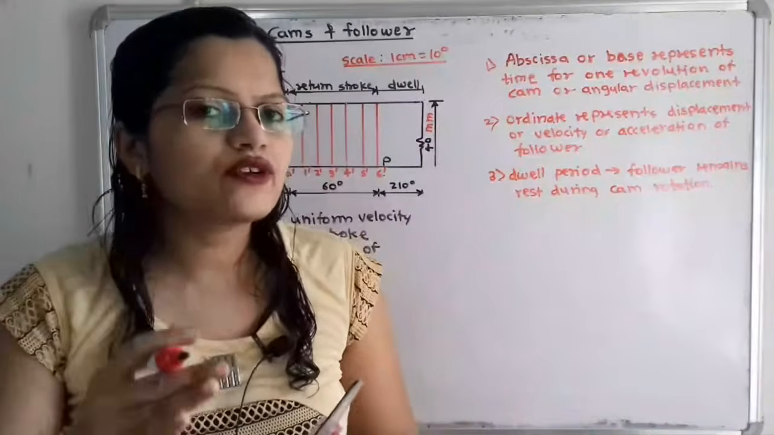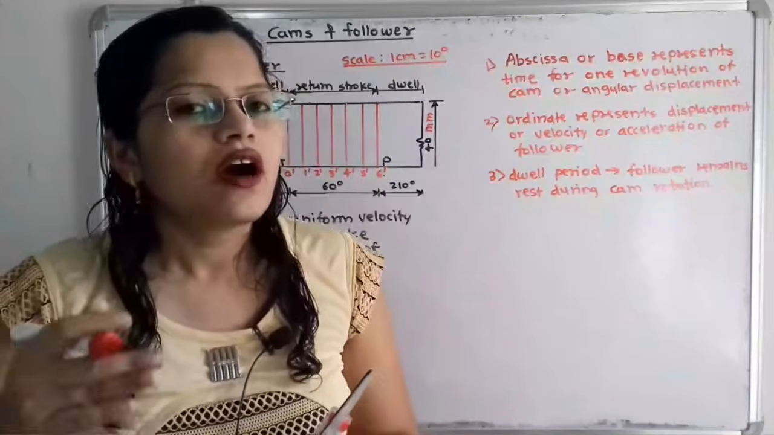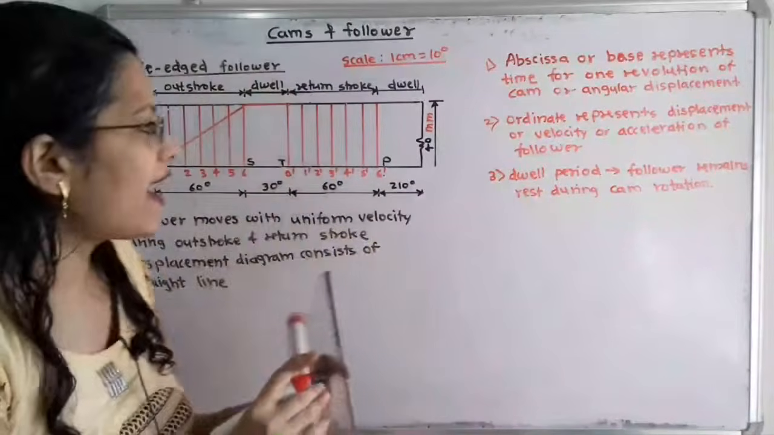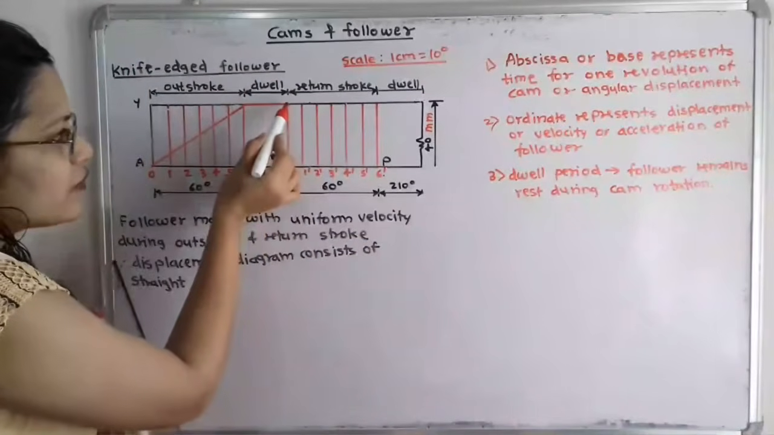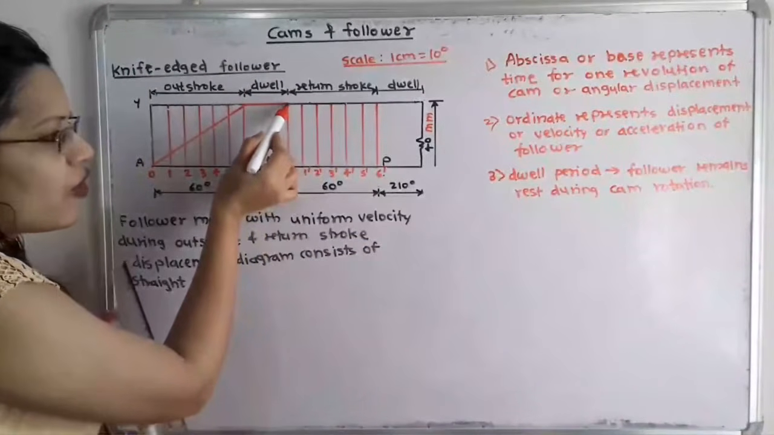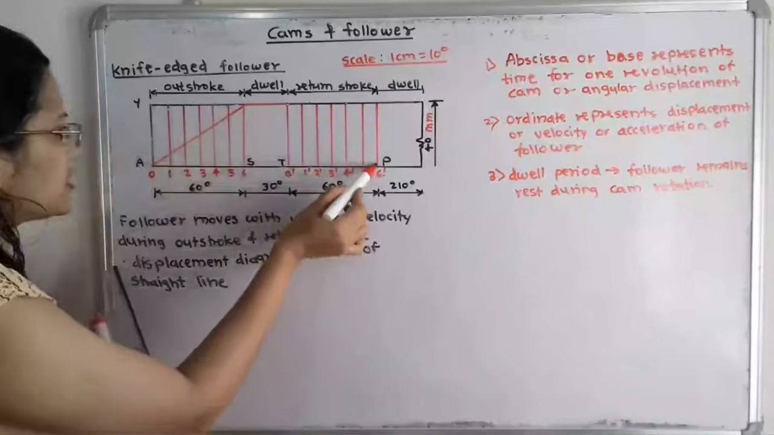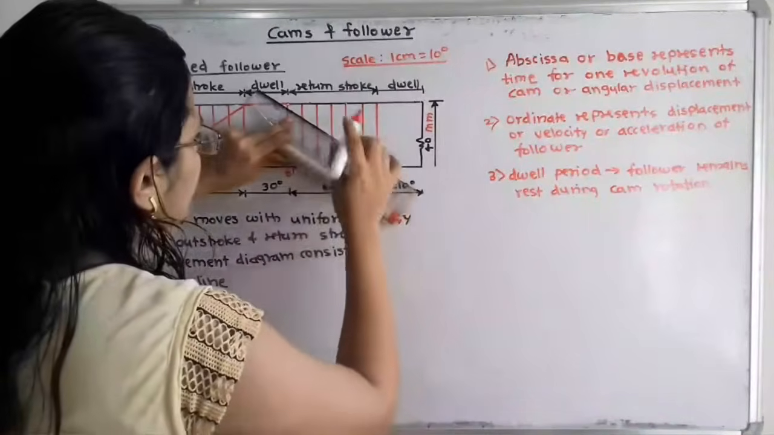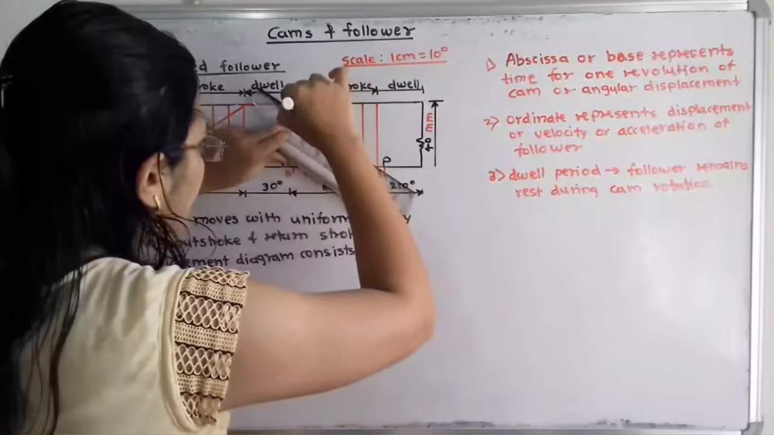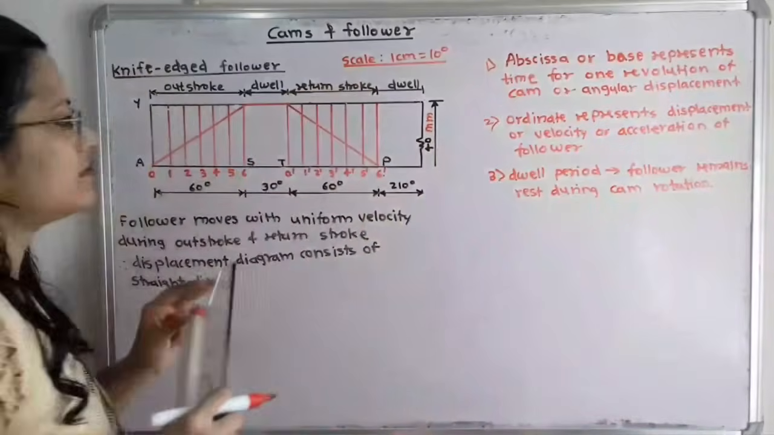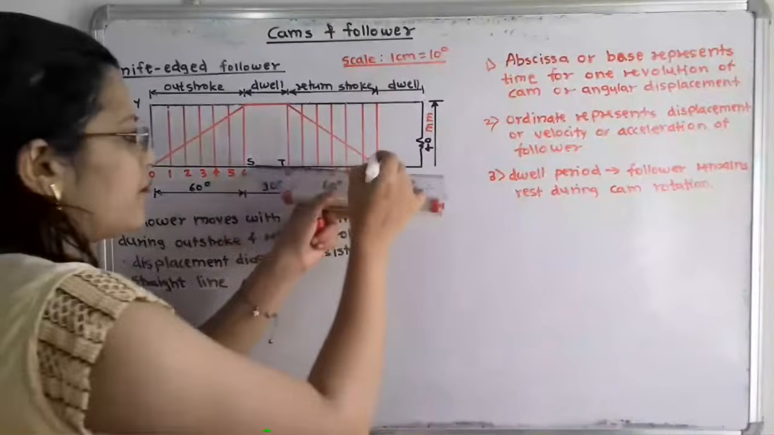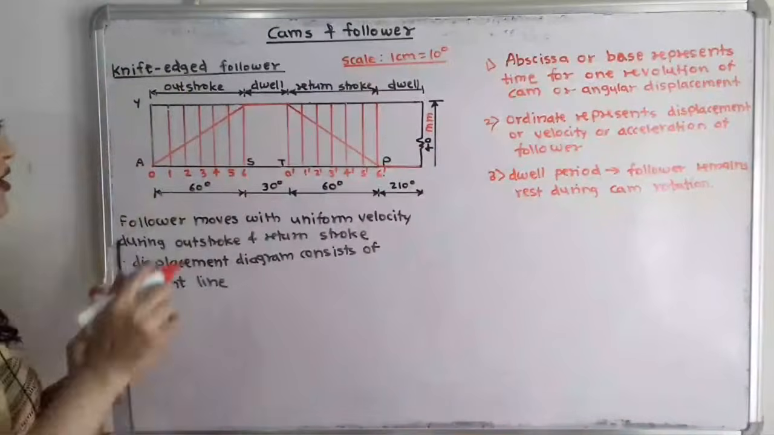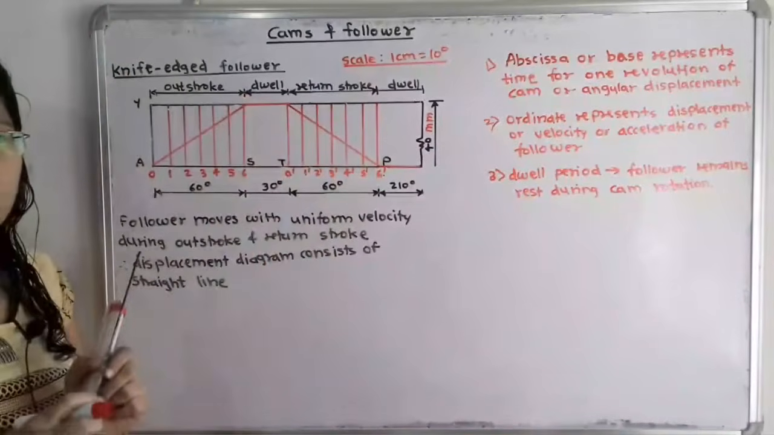But how? With uniform velocity. So how can we show the uniform velocity? With a straight line. In the return stroke the follower is coming back to its original state, but with straight line displacement. So I will show the straight line here. And again for the dwell period it remains constant. In this way the graph is getting completed.